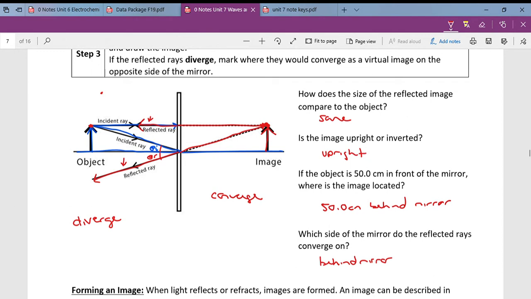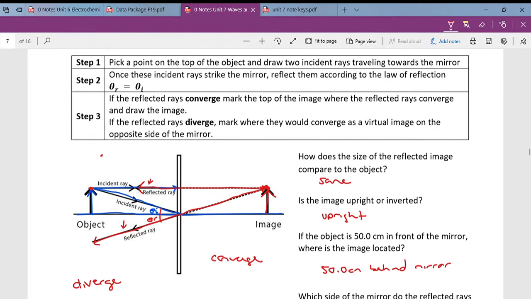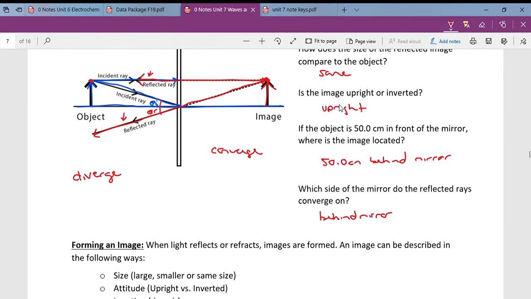But for now, what I just want to talk about is this process of discovering where an image forms using a ray diagram. So again, you draw two incident rays from the top of your object. You draw the reflected ray following the law of reflection, so the angle of incidence equals the angle of reflection. And then you see where they will converge. Do they converge on the same side as the object, or do they converge on the opposite side of the object? And we'll talk about what that means.